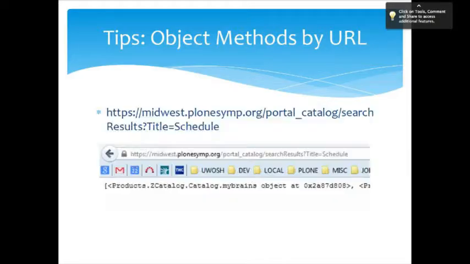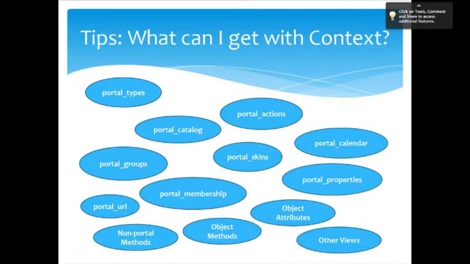So, what can you get with the context? This is just a few things, believe it or not. The context object, if you were to just dump it out and see what is all accessible through it, you would be amazed. It's just huge. So you can get the portal catalog, portal types, actions. You can hit the skins directory. You can contact all the object attributes, all the object methods. You can get non-portal methods, and you can contact other views from there too, which I will go into more with the templating views and how we can leverage that with context.